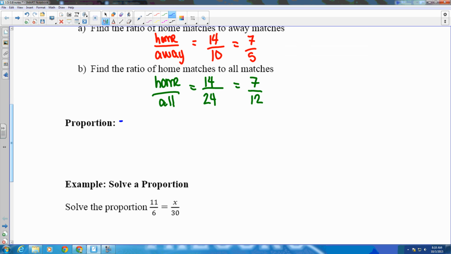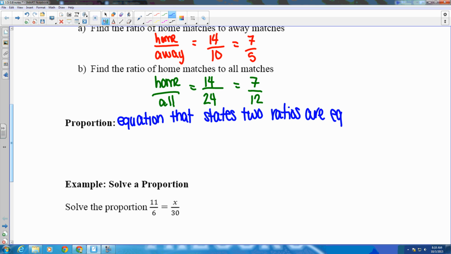A proportion is an equation that states that two ratios are equivalent or equal. That's what equivalent means. So what that would look like is A over B equals C over D. Those are both ratios, and you set them equal to each other, which makes them a proportion. Keeping in mind, though, that we can't have B or D equal to 0 because that would be dividing by 0, which we cannot do.